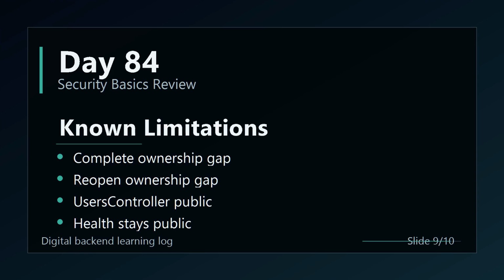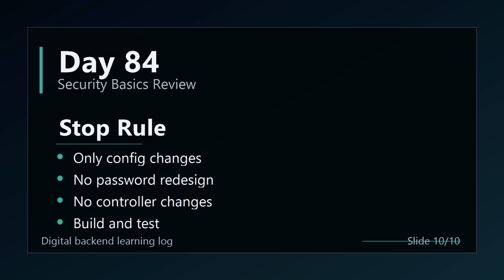Do not claim all authorization is complete. Complete and reopen still need ownership checks, user's controller is still public, and /health is intentionally public because it returns only healthy. Stop after the user secrets ID and app settings cleanup. Do not redesign password hashing. Do not change controllers or services, then build release and run the 15 existing tests.